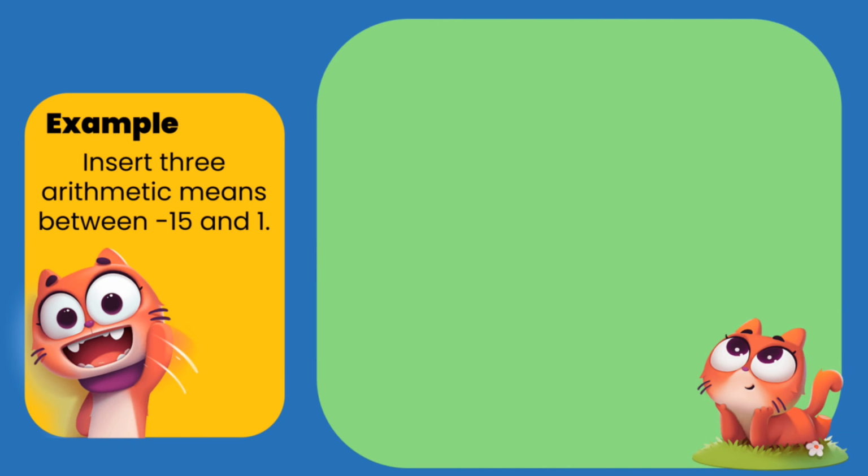Insert 3 arithmetic means between -15 and 1. From this example, we need to insert arithmetic means between the sequence of -15 and +1. Like what we did in our previous example, to solve this, what we need to do is to find their common difference using the formula a sub n is equal to a sub 1 plus the quantity of n minus 1 times d.